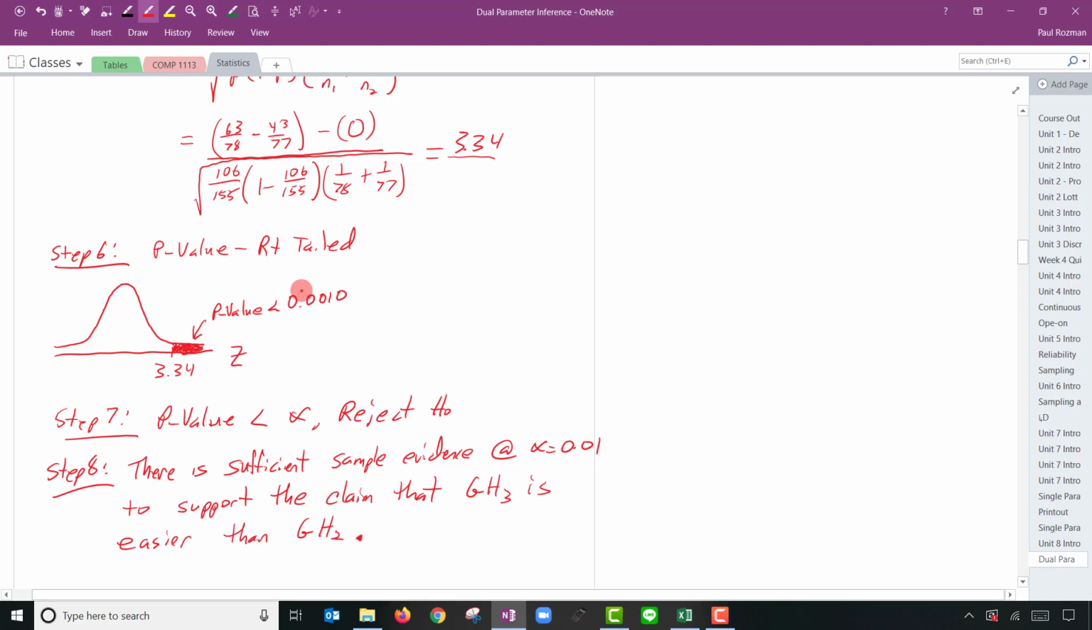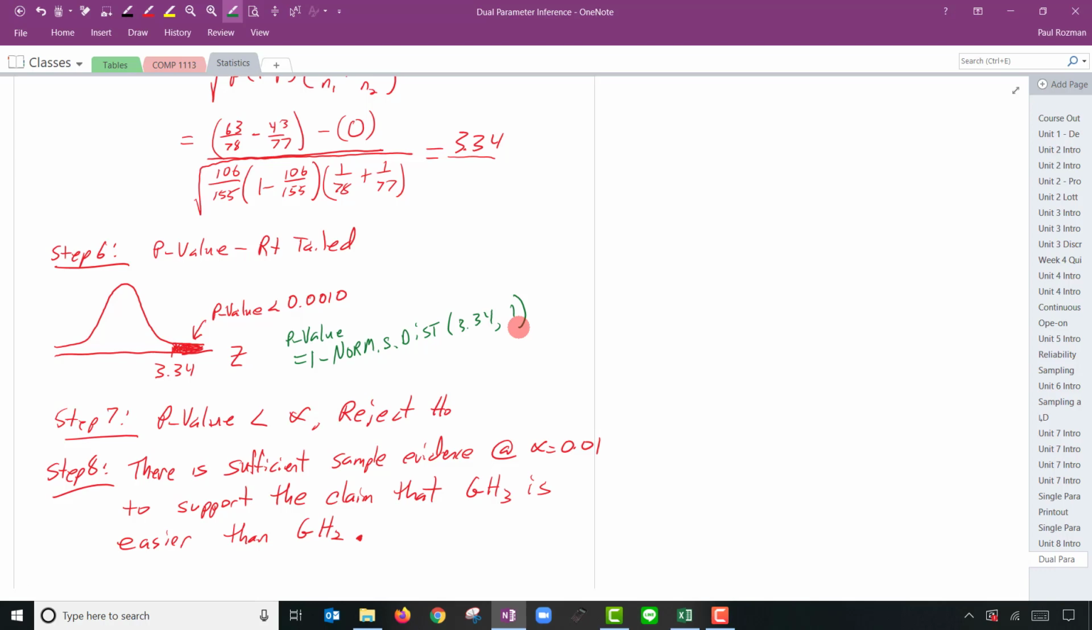If you're an Excel person, I guess we could have calculated this p-value exactly, right? We could have said p-value is, we use that norm.dist, but because we want the area to the right, and in Excel, it gives you the area to the left, so we'll have to do 1 minus norm.s.dist. And then we input our 3.34, and we tell it that, yes, it is a cumulative value.